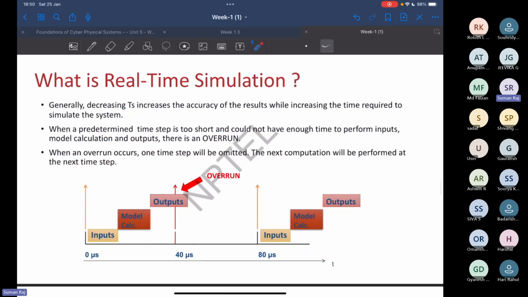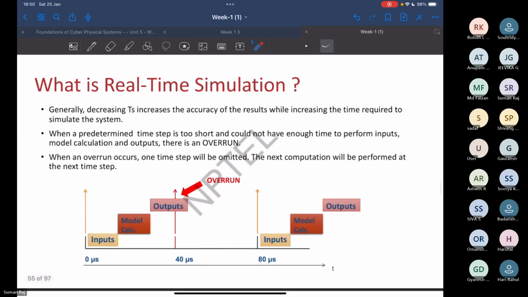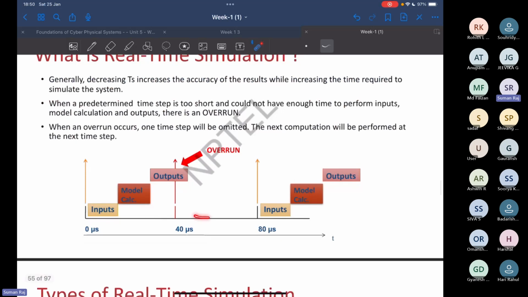So you need to tune your step size properly. That is the motivation towards these slides, because you see that this has changed. Over here it's 50. That means my calculation is happening before 50, so I can tune that to 40. No, since you are getting an overrun at 40, you should tune it to 50, so that computation of one time step doesn't overrun into the other. Otherwise you are going to lose this much amount of time.